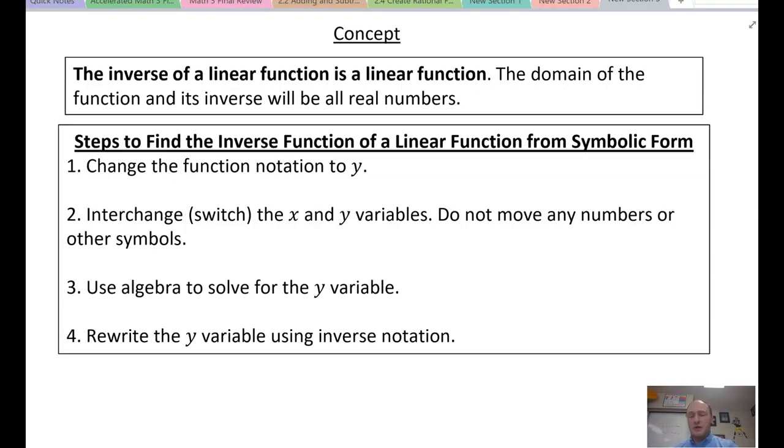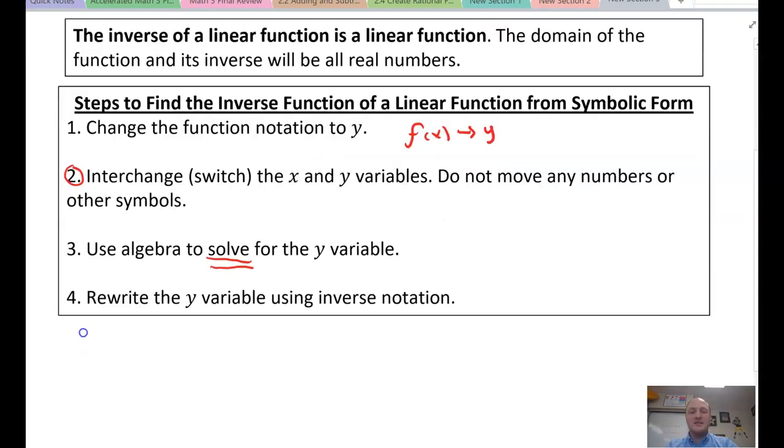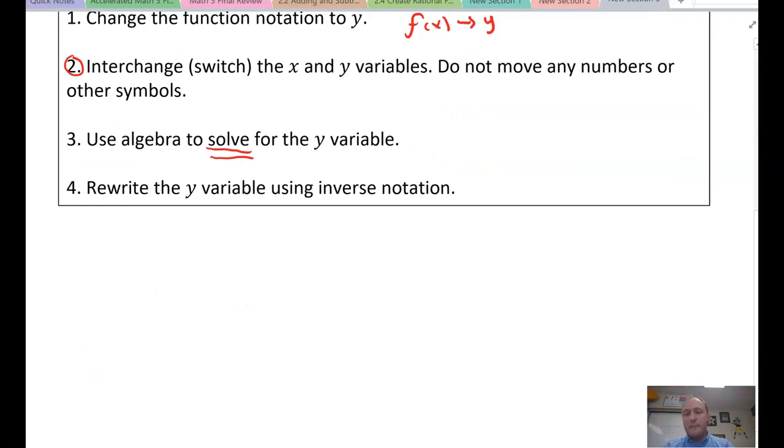Step 1. Change the function notation to y, and all this is in this step is I'm going to take f of x, so if I have a function, or g of x, whatever its name is, and we're going to switch to y. Now the reason for this is step 2. Step 2, switch your x and your y values. That's it. Step 3, solve algebraically. You just want to solve it. Okay, and then step 4, we're going to change the y variable back to inverse notation. And remember, inverse notation, if our function was f of x, this is f inverse of x. Say it with me, f inverse of x, right? Okay, f inverse of x.